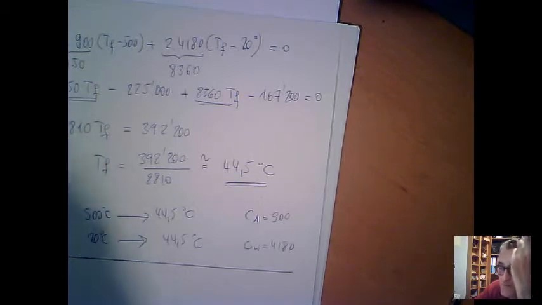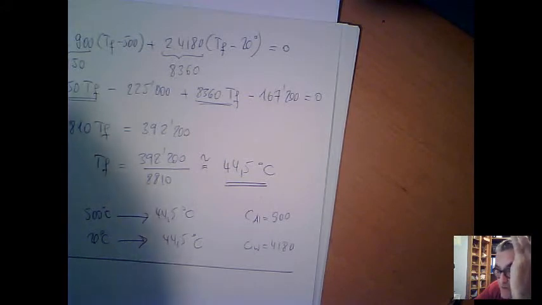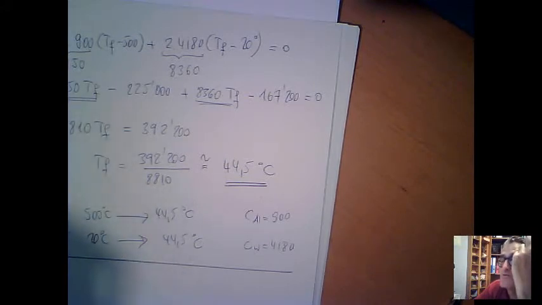I need 4,180 joules. But if I increase the temperature of the water by 1 degree, I also need to increase the temperature of this internal container, which is maybe made out of glass or out of metal. It's also going to take up some heat, not much, but some. Okay, and this we need to take into account.